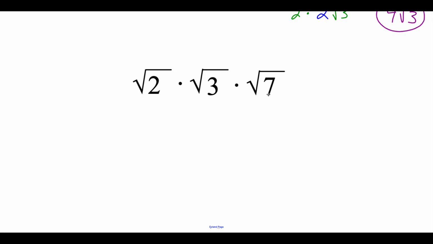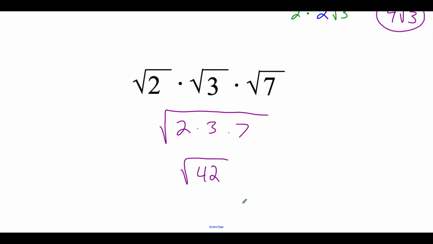So now we're going to move on to the multiplication part. Before, when we were just multiplying 2 square roots together, we said we were going to multiply the numbers together. The same thing is going to be true here, except now we've got 3 numbers that we're going to multiply together underneath our big radical. So 2 times 3 is 6. 6 times 7 is 42, so we get the square root of 42.